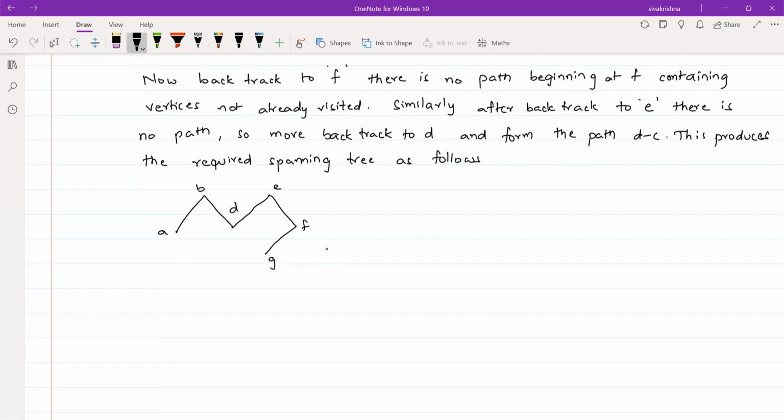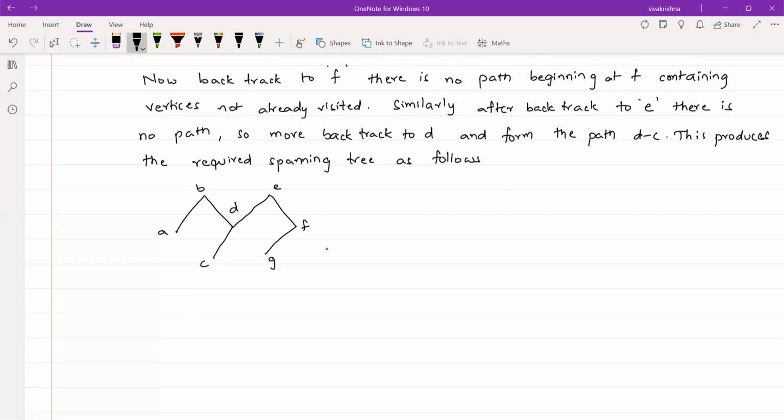From E also we are not having any path. So then I move back to the vertex D. From D we are having a path from D to C. So I am writing the path from D to C. By drawing that path, we cannot form any cycle. So this is the required spanning tree.